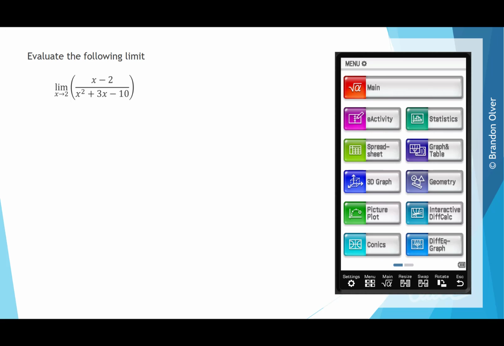Evaluate the following limit: the limit as x approaches 2 of (x minus 2) divided by (x squared plus 3x minus 10). The first thing we can do is try to evaluate this limit directly, and we'll do that by substituting 2 in for x. So this is going to equal (2 subtract 2) all divided by (2 squared plus 3 times 2 minus 10).